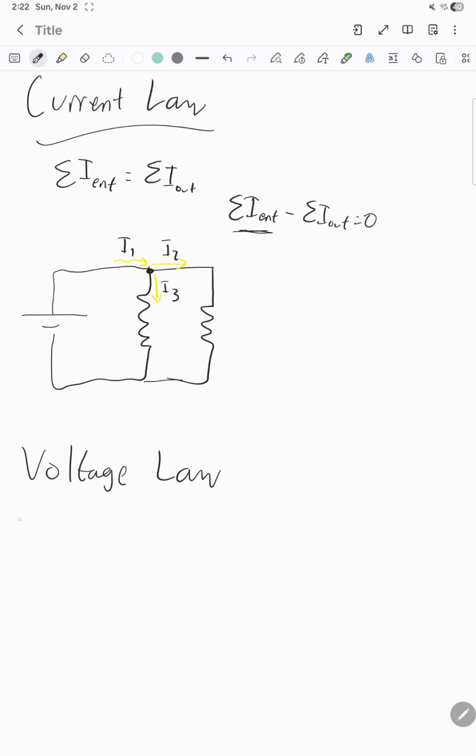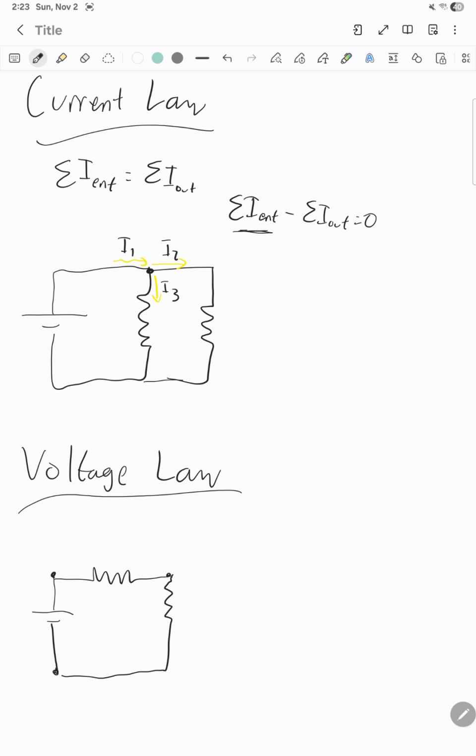Basically what the voltage law says is that in any loop that you have, and I think some people call it Kirchhoff's loop law, so in any loop that you have, let's say you have this sort of circuit right here, and then you have some sort of thing here, just like that.